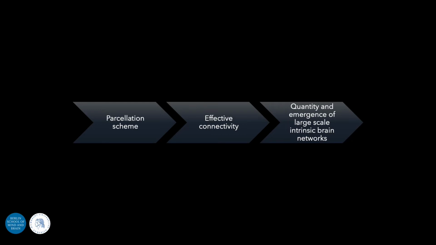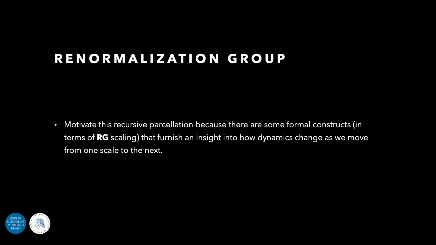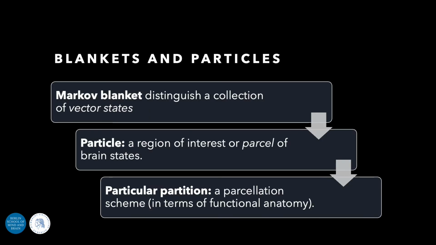But the crucial aspect of the particular parcellation or partition that we employ in this work means that it can be applied recursively in the spirit of the Renormalization Group. So we use the notion of the Renormalization Group to motivate this recursive parcellation because there are some formal constructs in terms of RG scaling that furnish an insight into how dynamics change as we move from one scale to the next. Now, as we have seen previously, the Markov blanket allows one to distinguish a collection of vector states, or simply states, that belong to something, for example a particle, from states that do not. This provides an operational definition of a particle that, in our present setting, can be regarded as a region of interest or a parcel of brain states. This means that a particular partition becomes a parcellation scheme in terms of functional anatomy.